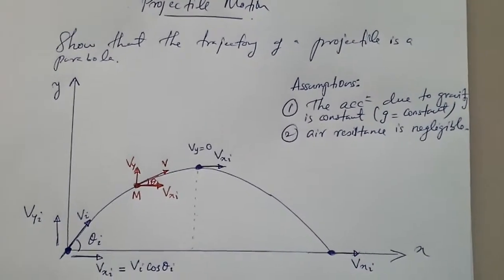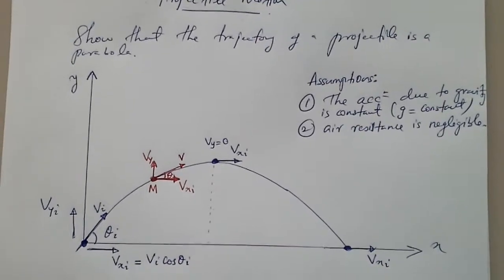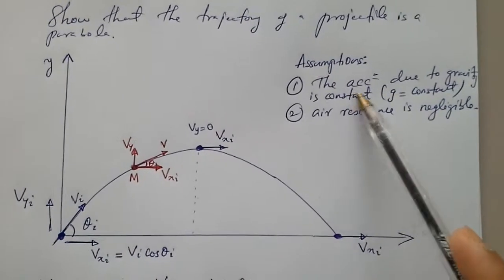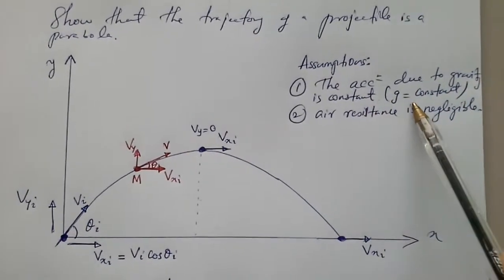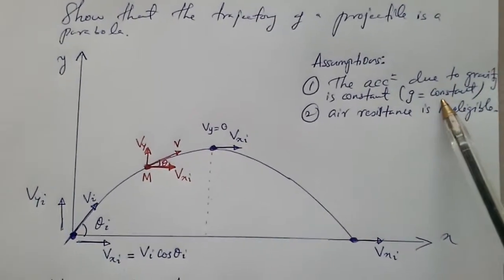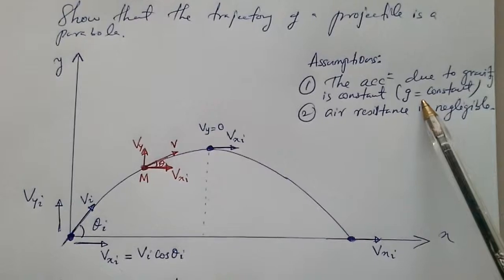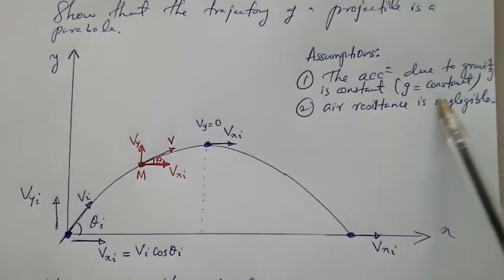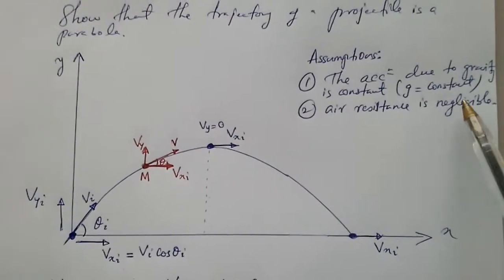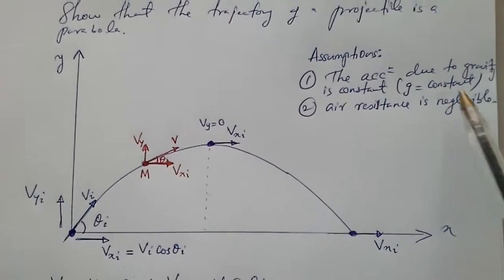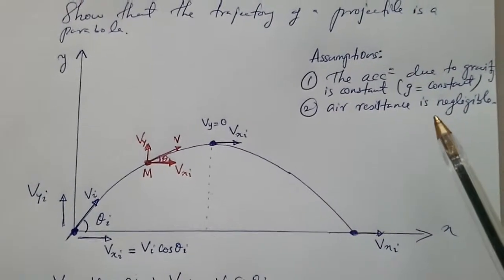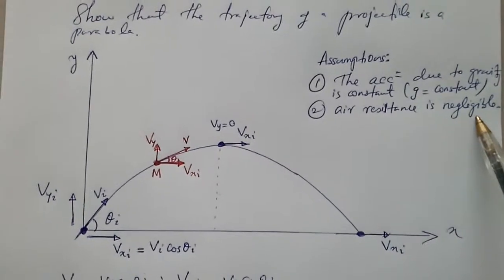So first of all, we take here two assumptions. The first assumption is the acceleration due to gravity is constant, meaning g is constant. This is a reasonable assumption because, for example, the range of this projectile is very small compared with the radius of the earth. And the second assumption is the air resistance is negligible.